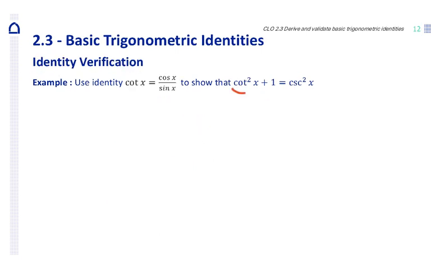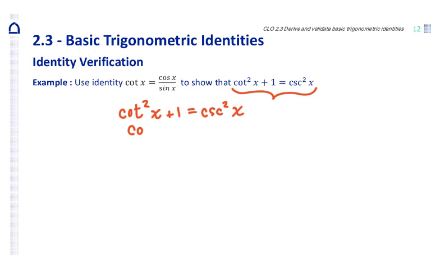Okay, we'll follow a similar process to verify this third trig identity. Let's move everything to be sines and cosines. So cotangent is the cosine. Let me write this first. Here is what we're trying to verify, that the cotangent squared x plus 1 equals the cosecant squared x. We'll change cotangent squared.